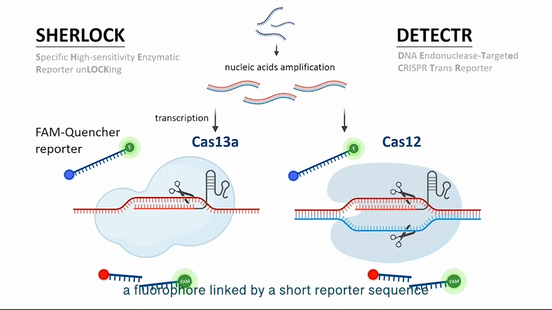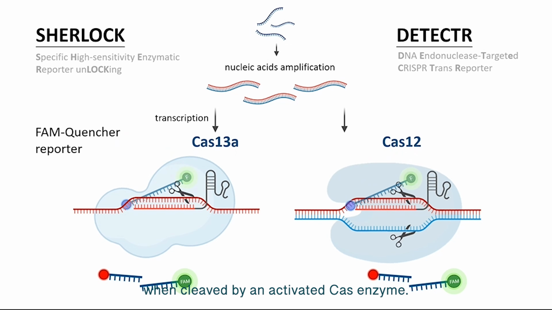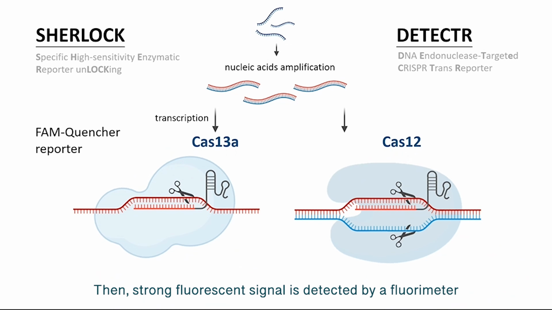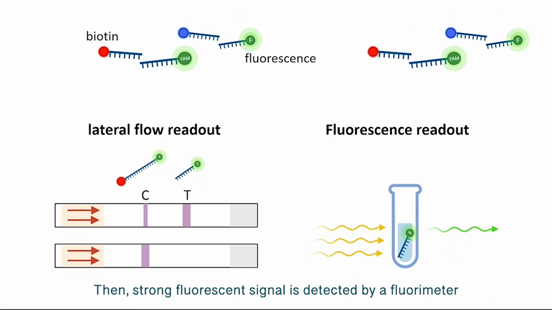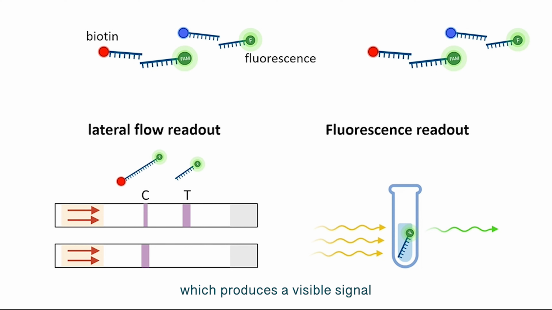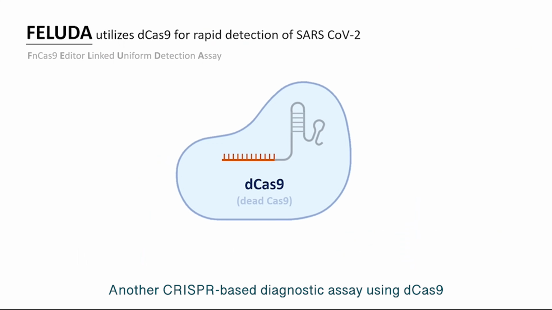A fluorophore is linked by a short reporter sequence to a nearby quencher. It emits fluorescence when cleaved by an activated Cas enzyme. The fluorescence signal is detected by a fluorimeter. Alternatively, biotin is used as a labeled reporter in the reaction. The cleaved reporter can be captured on the lateral flow strip. This produces a visible signal.